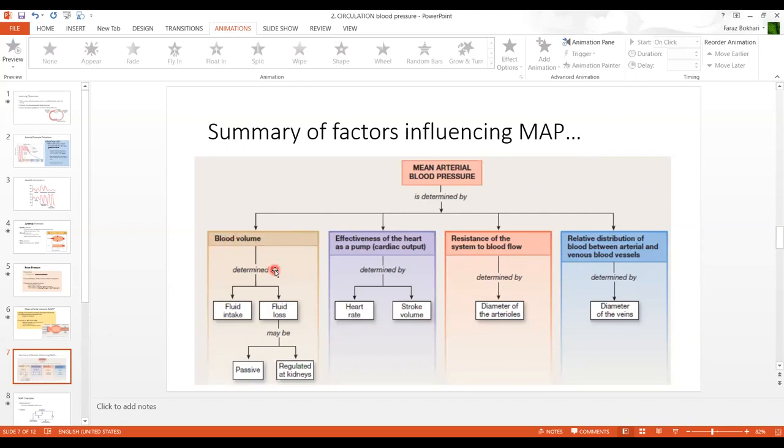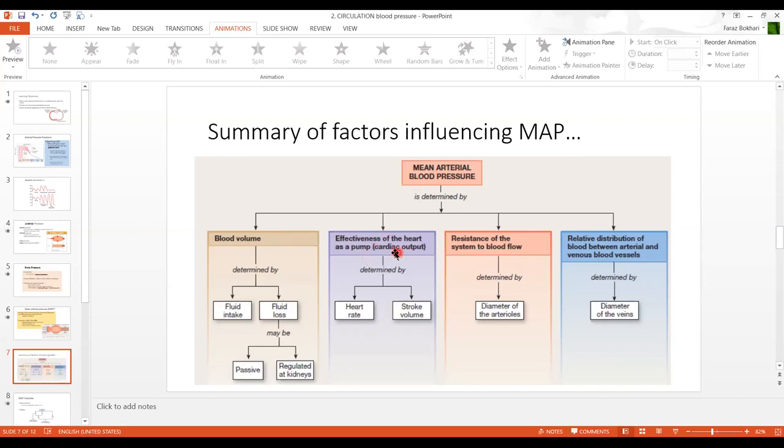So say you have a scenario of blood loss, and the examiner asks you, how come fluid loss or blood loss leads to any change in mean arterial pressure? So basically the classical answer is, since blood volume is a determinant of mean arterial pressure, any decrease in fluid volume would lead to decrease in blood pressure. That's the way.